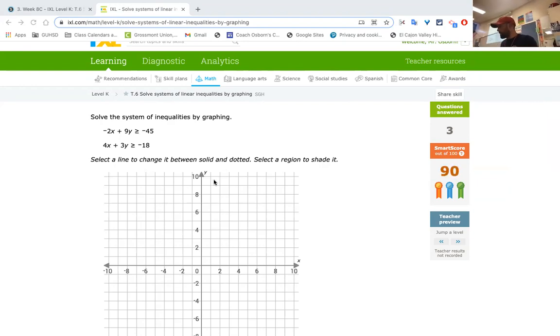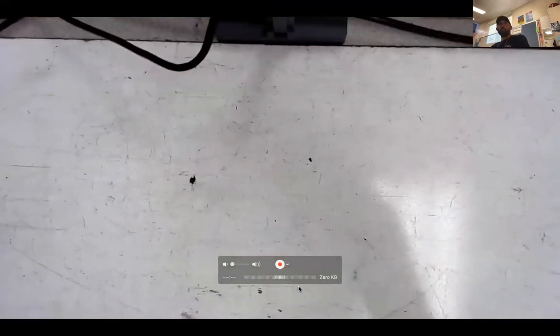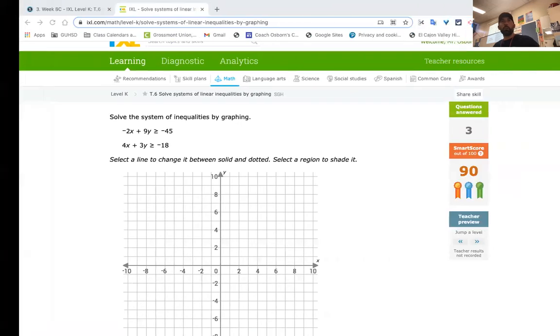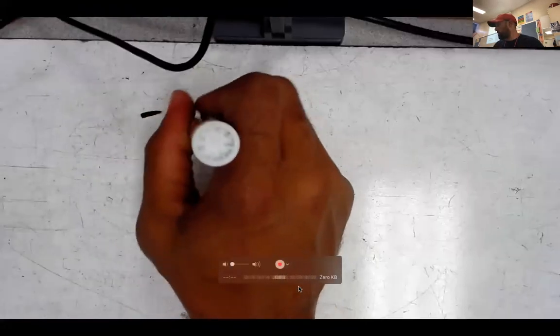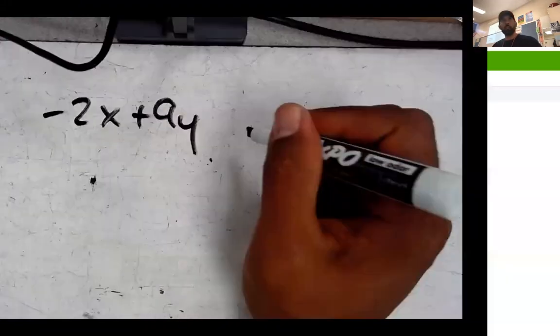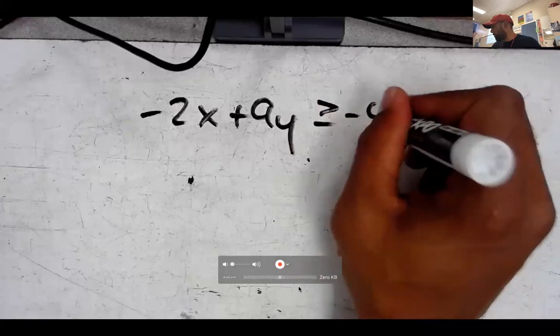And I know some of you guys, again, on here like to go a little further. So I'm just going to show you one example of how to change the equation, okay? So let's go over here and switch the camera here. Let's go down to my whiteboard on my desk. And I'm going to start with the first inequality. So I got negative 2x plus 9y is greater than negative 45.